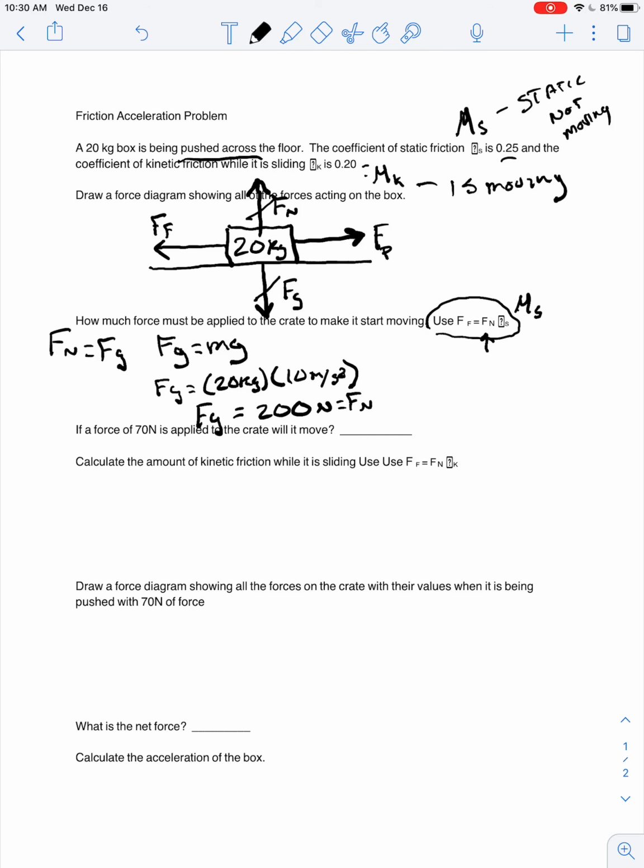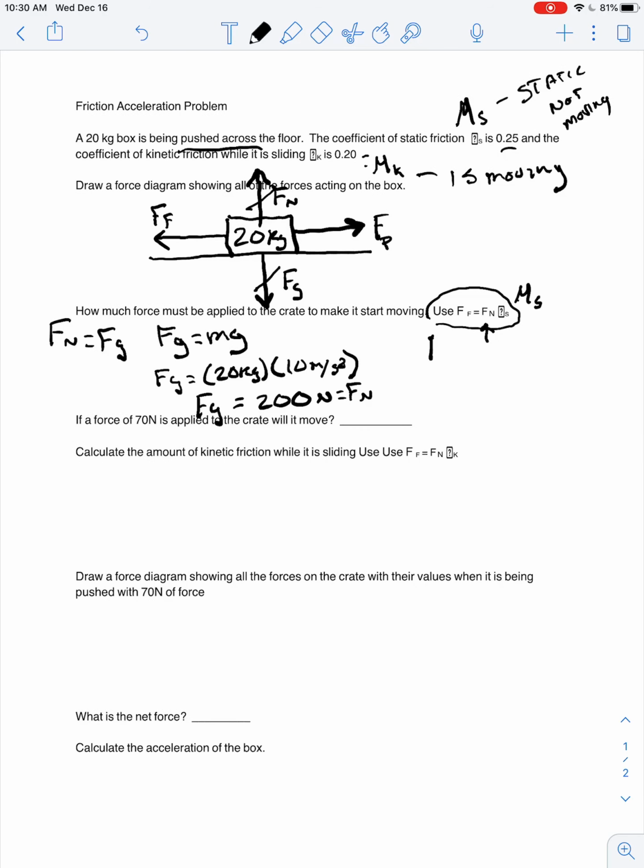So when I do my friction then using this equation, I'm going to write Ff equals Fn mu static, and that would give me the 200 newtons times 0.25, and that's going to give me a friction force equal to 50 newtons. Done. Next question.